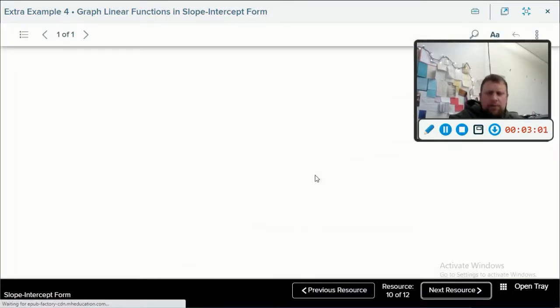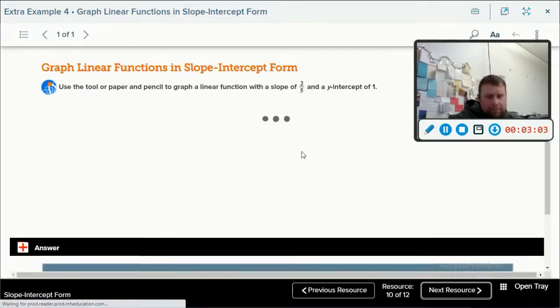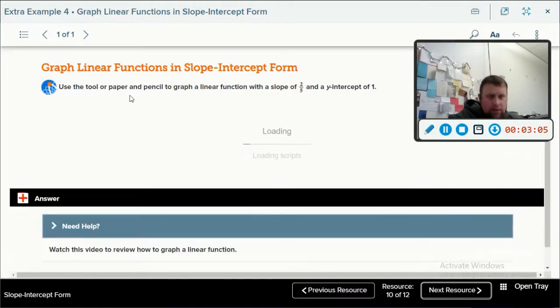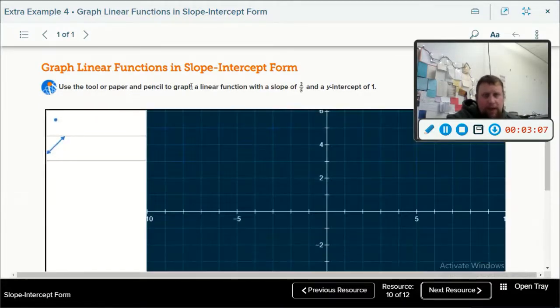And we've talked a bit about slope-intercept form. Use the tool or paper and pencil to graph a linear function with a slope of 2/5 and y-intercept of 1. So here's what you're going to do. I want all of you to go ahead and draw a graph. And notice that each tick mark is 1. 1, 2, 3, 4. Same on the x. 1, 2, 3, 4, 5.